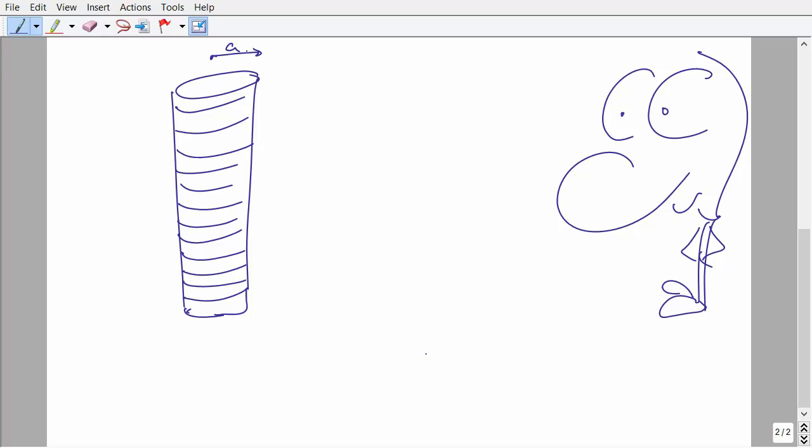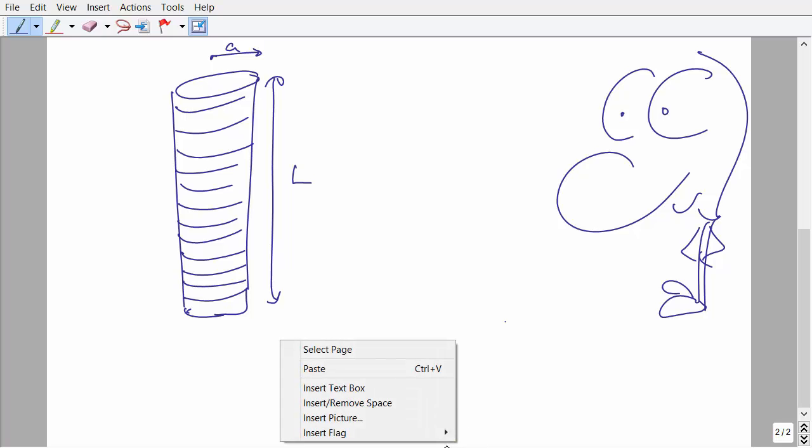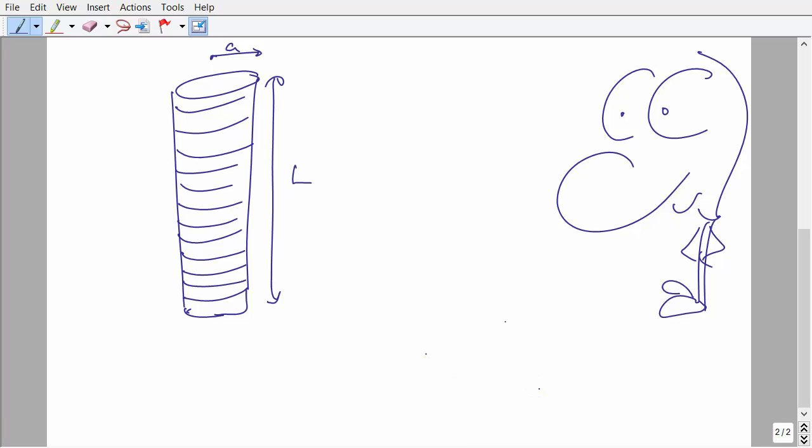I'm going to give it a radius a and a length L, and we're going to calculate the magnetic field inside and outside the solenoid, and we're going to take the limit that L goes to infinity. And we're going to calculate this straight from the Biot-Savart law, and let's just see how we go. So let's do precisely that.